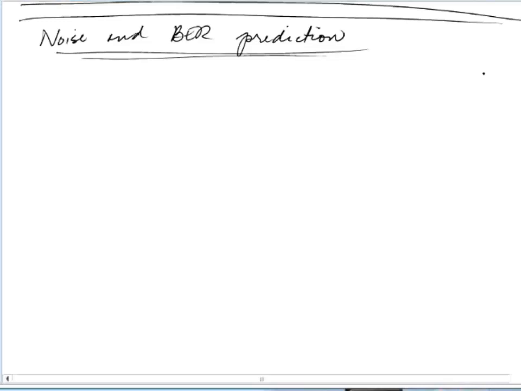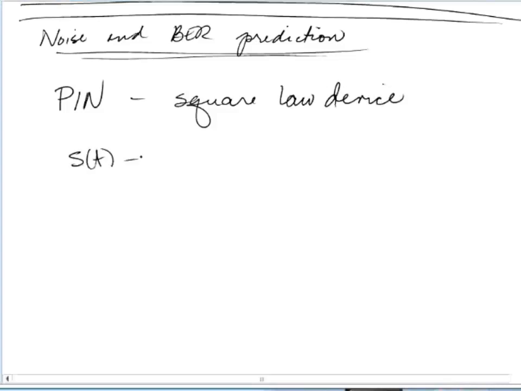So a PIN is basically a square law device. Whatever signal is input, whether it's constant or time varying, we'll see its field squared during the optical to electrical conversion, a square law device. So some signal in to a PIN, what comes out is proportional to the signal squared. However, it's not just the signal squared that comes out. There are also noise sources.